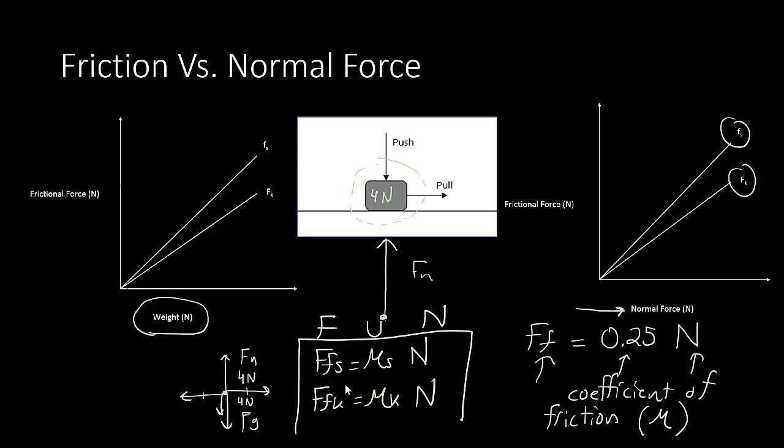The one other thing you can do with this equation is rearrange it to solve for the coefficient of friction. I could rearrange both of those so that the coefficient of friction is equal to the force of friction divided by the normal force. I could do that for either one of those. If we had to, we could solve for the coefficient of friction for any surface that we wanted to.